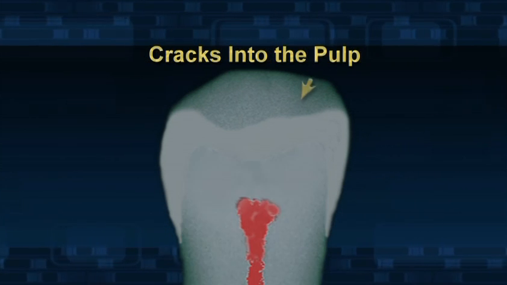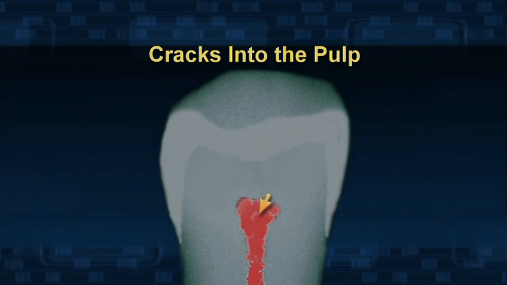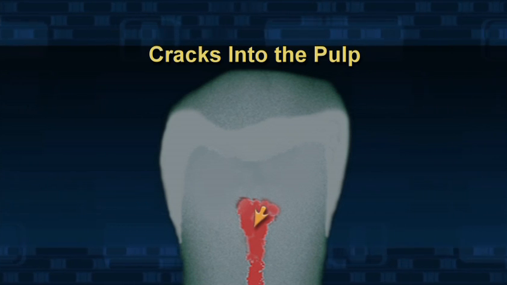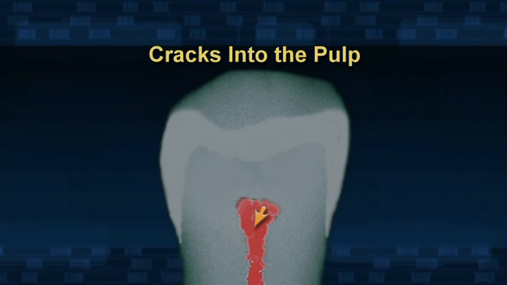Cracks into the pulp, with the option of trying a root canal to see if it works, or extracting the tooth. Cracks through the entire tooth, with the options of extracting a tooth or removing part of it, placing a root canal filling in that part, and placing a crown on the remaining root. Now we're going to observe each type of crack and discuss the advantages and disadvantages of each type of treatment.